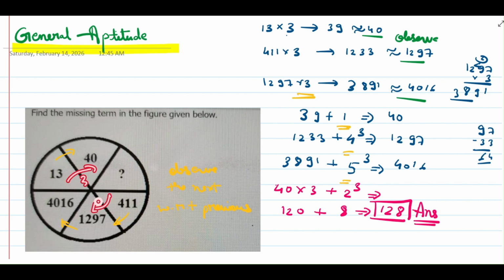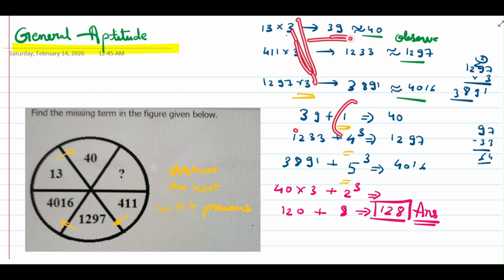Then I observed here that it's also approximately three times, since 4 threes are 12. So I just identified that it's nearly three times. And then from here I identified that 12 threes are say 36, so it would be similar. Then I observed that 13 into 3 is nearly 39, so it's nearly equal to 40. 411 into 3 is nearly equal to 1297, and 1297 into 3 is nearly equal to 3891, which is 4016.